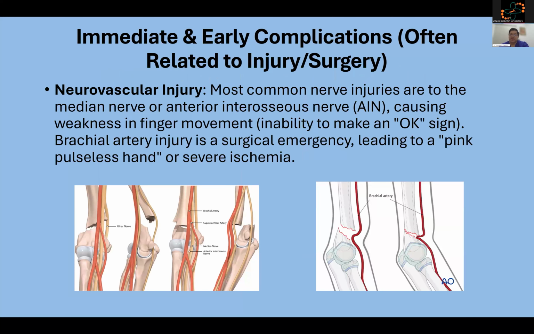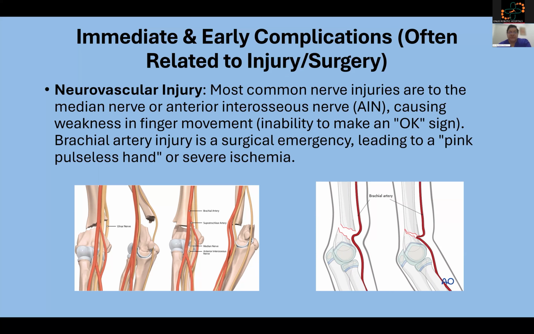Complications can be divided into two types. One is immediate and early complications, often related to the injury. First and foremost is neurovascular injury. Whenever there is a Gartland type 4 injury, the humerus gets displaced very severely anteriorly, causing a kinking force on the brachial artery and median nerve.